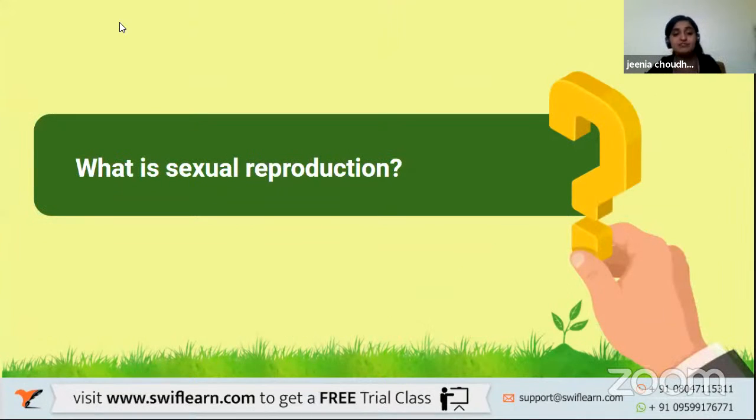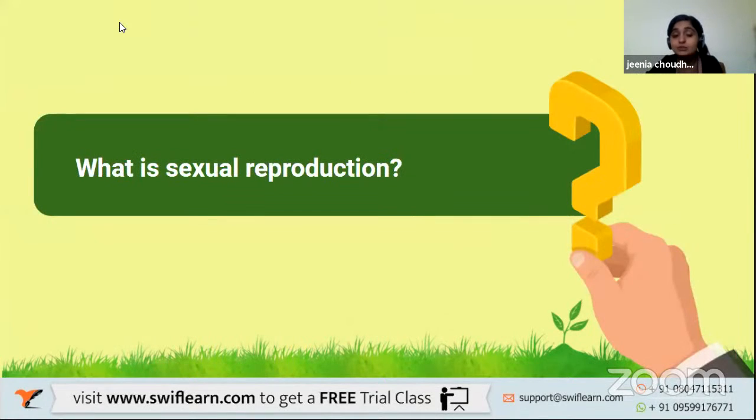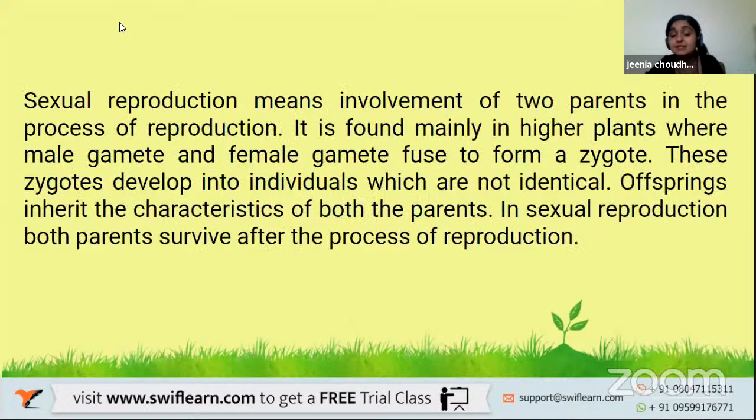So here we start with the first question. What is sexual reproduction? Let's read how we are supposed to write the answer. It can be a 3-mark question, right? It can be a definition also. So based upon the marks, whether it's 1 mark or 3 marks, make sure you pick up points from the answer. Sexual reproduction means involvement of two parents in the process of reproduction. That goes for 1 mark. Then you can add a few examples as well.